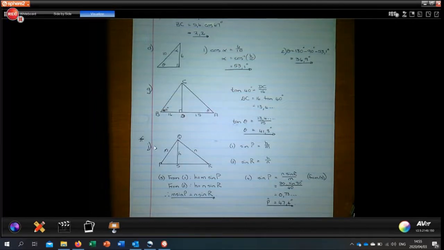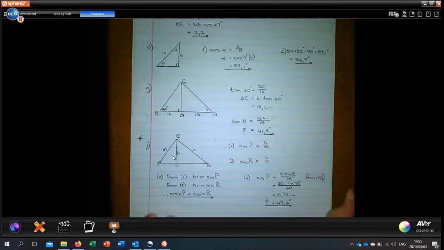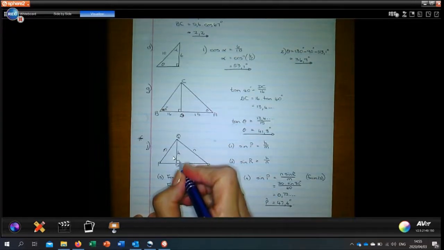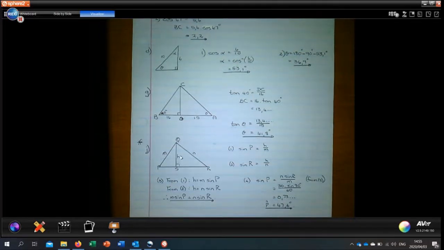In number J, I don't have a calculator to help me, it's only letters. So they asked you to write sine P in terms of H and M. So sine P, I did not write the 90 degrees here. Sine P is opposite over hypotenuse, H/M. Sine R is H/N. But from there, both of them have an H. So H is M sine P, or H is N sine R, and therefore they are equal to each other.